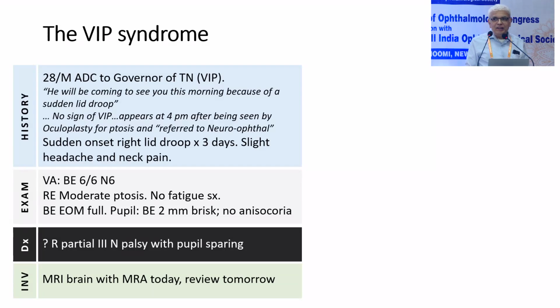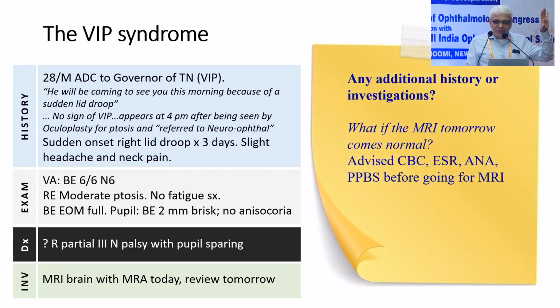So I said, okay, I would probably do the blood counts, ESR, the PPBS, everything. Hopefully, if that comes out normal, I'll put him on a steroid and then hope for the best. Okay. So we did the CBC, ESR, ANA, and PPBS. Just give the blood now before you go for your MRI, and we'll see you tomorrow morning. So I'll have everything with me tomorrow to discuss.